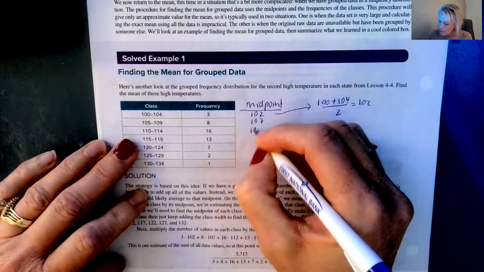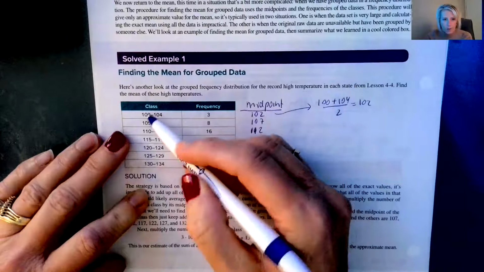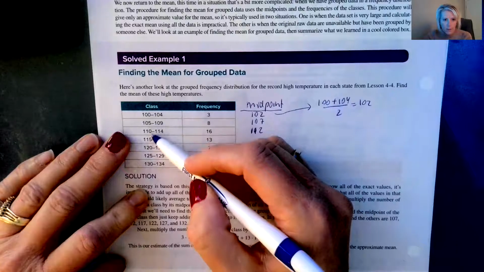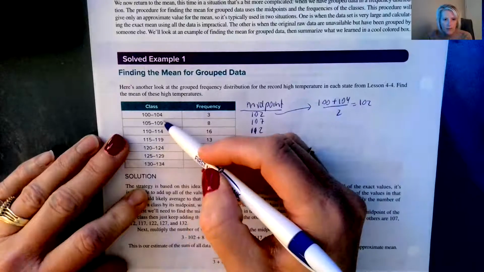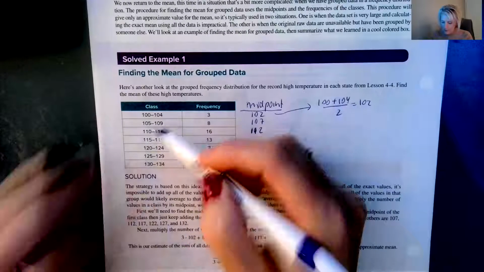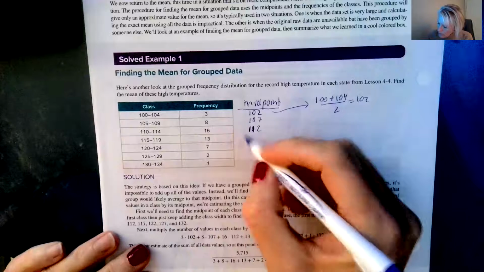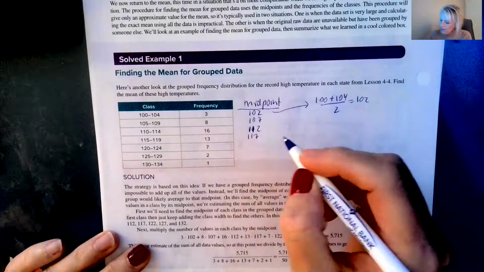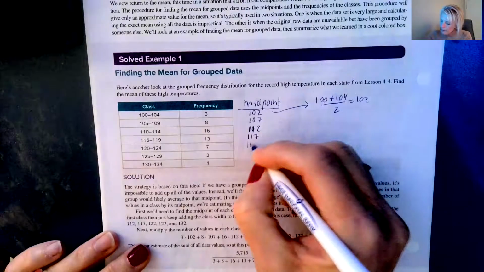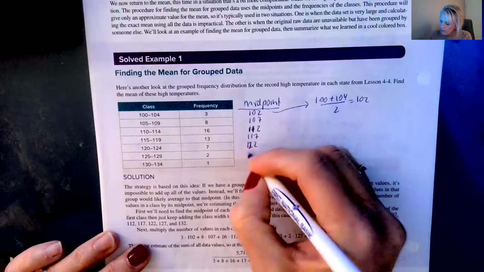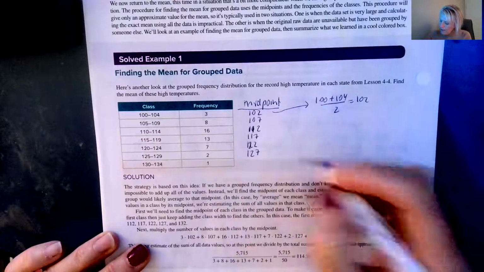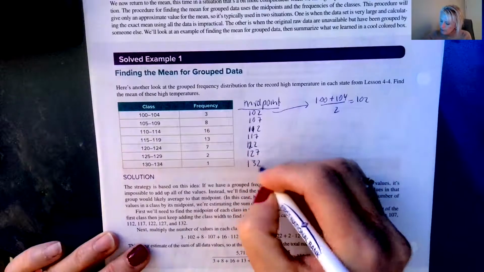And then the next one would be 112. And you can see that the lowers are all 5 apart. That was the width. And that means the uppers are all going to be 5 apart as well. And that also means, that's the cool thing, our midpoints are going to be 5 apart. So we could just add 5 to get to the next one, which will be 117. And then 122, and then 127, and then 132.